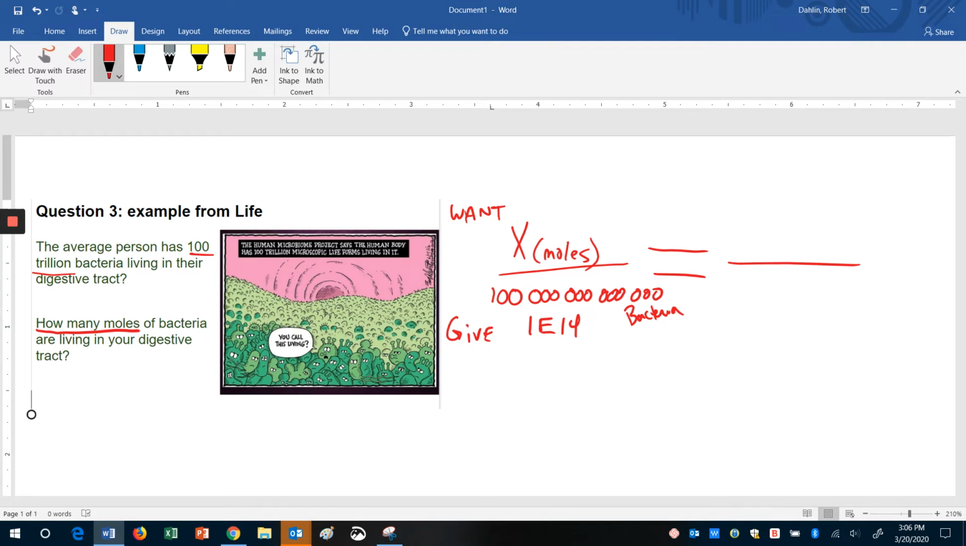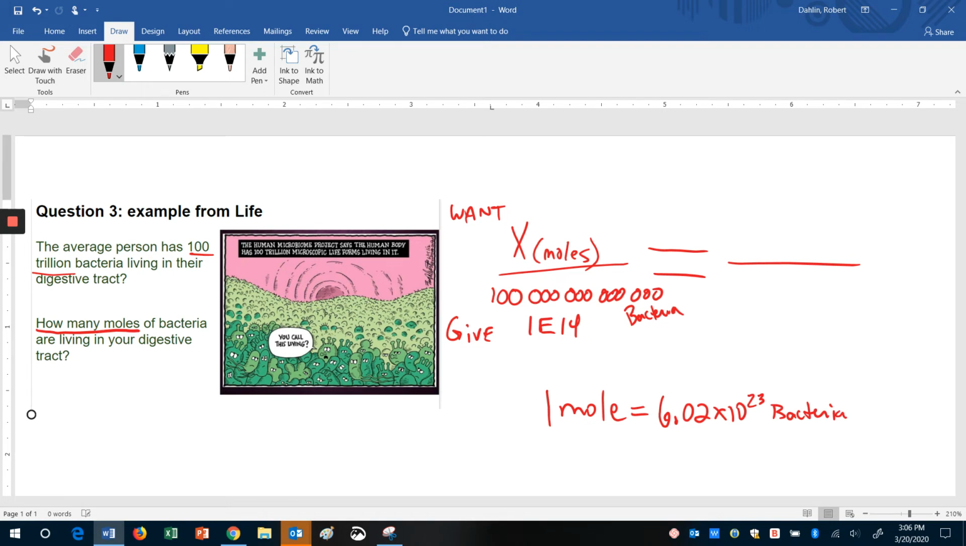Well, notice, what do we not need? What's missing from this question that our other questions had? We don't have grams. If we don't have grams, that means we don't need the periodic table. All we need to know for this question is that 1 mole of bacteria equals, anybody? Anybody? That's right, 6.02 times 10 to the 23rd bacteria.